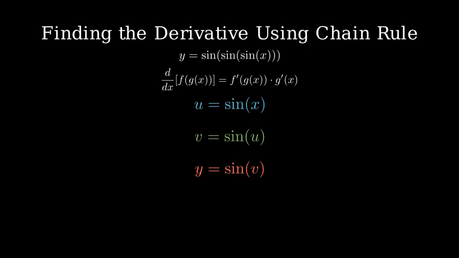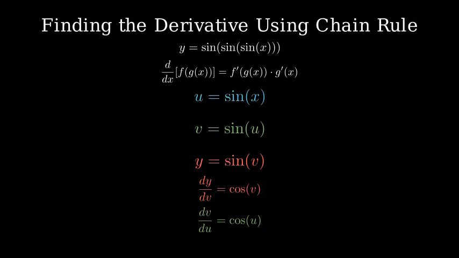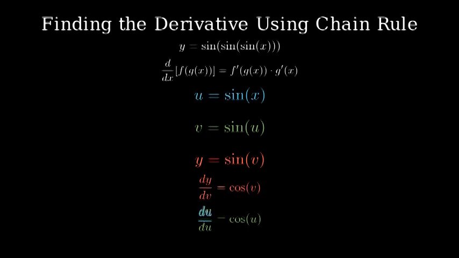Now let's apply the chain rule. First, we take the derivative of sine of v with respect to v, which is cosine of v. Next, we take the derivative of sine of u with respect to u, which is cosine of u. Finally, we take the derivative of sine of x with respect to x, which is cosine of x.